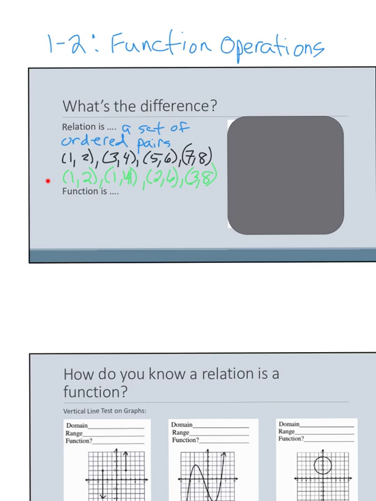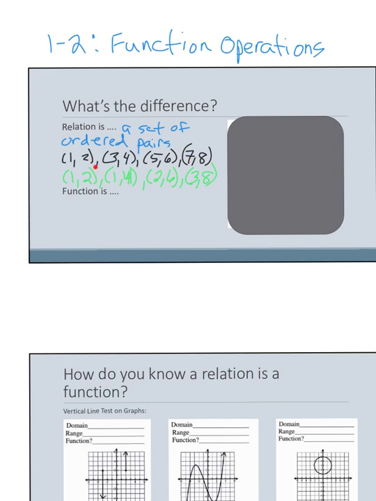So a function, you can look at it two different ways, because essentially all functions are relations, but not all relations are a function, because they have to pass a certain test. Actually, there's two tests you can apply to determine if something is a function. So when you're looking at a relation that's a set of ordered pairs, remember that a set of ordered pairs can be a table of values. I could plot these points on a graph, so it could be an actual graph.